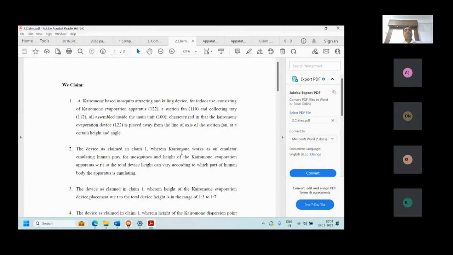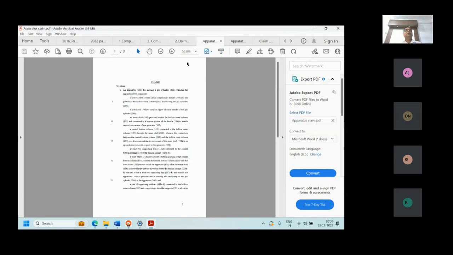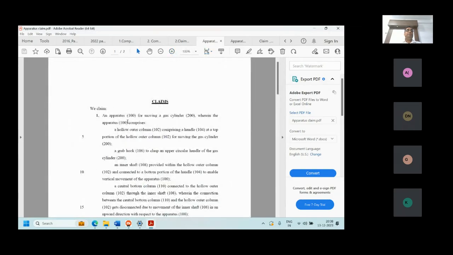Please read it, try to understand the language and the words being used, and identify them so that you can also use that language or identify the same language in the paper. Right? So you have to identify the elements and write a claim. All this will help you. Please go through this. Now, this is an apparatus claim, the same thing, for moving a gas cylinder wherein. This is the preamble. Then comes the wherein the apparatus comprises, fine.